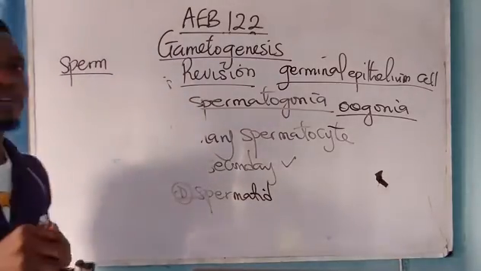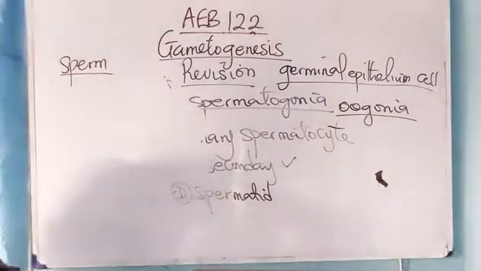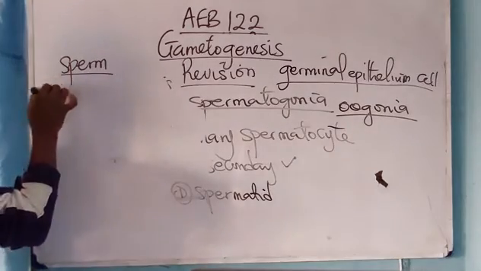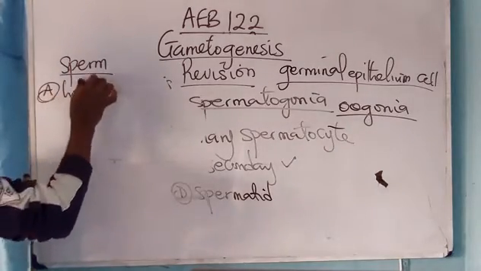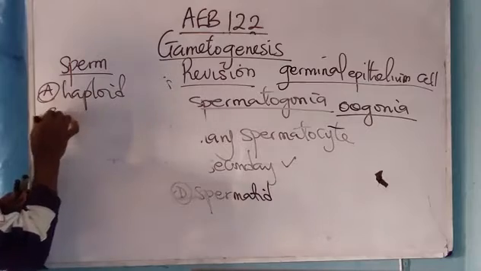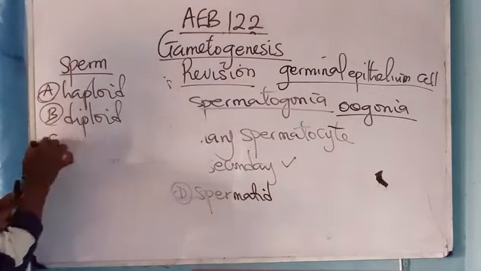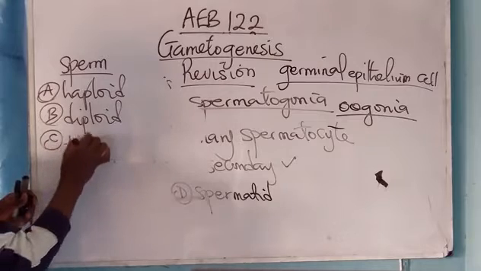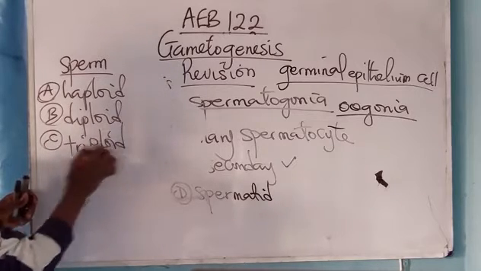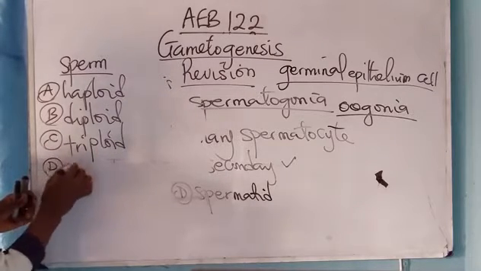The nucleus found in the head of the sperm is dash. A. Haploid. B. Diploid. C. Triploid. D. Polyploid.